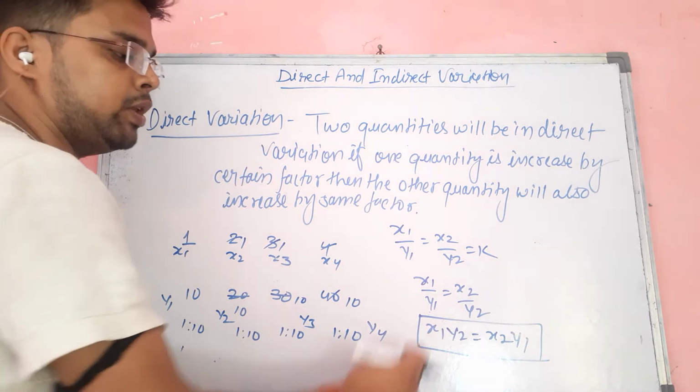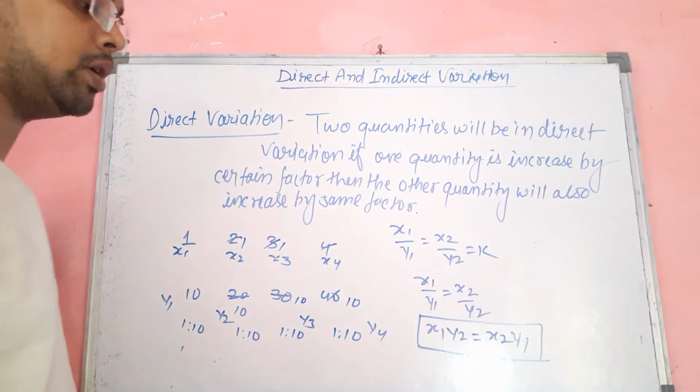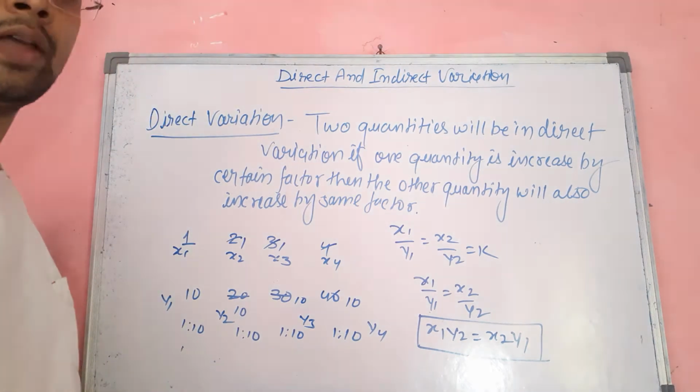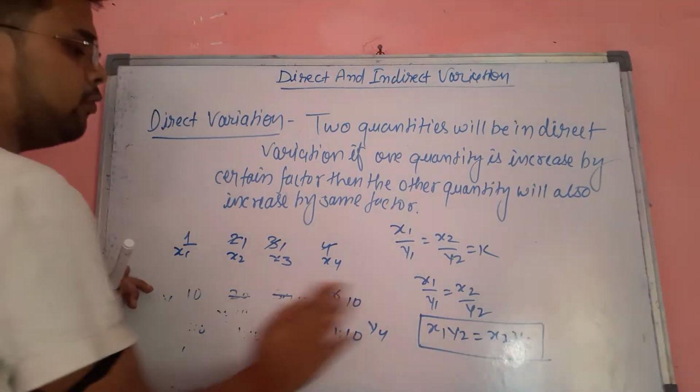This is the condition when two quantities are in direct proportion. This is the formula: x1 by y1 is equal to x2 by y2. Understood?